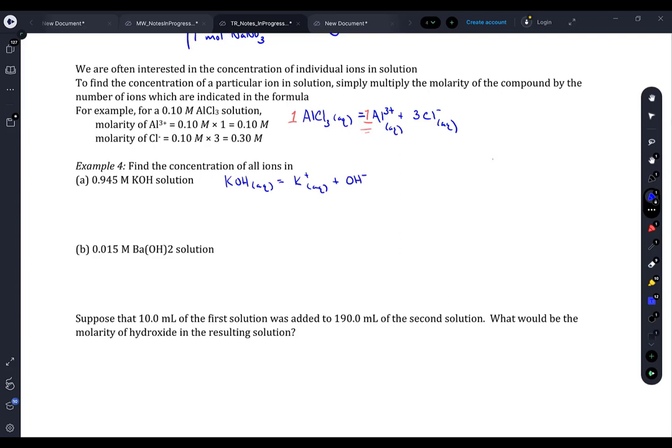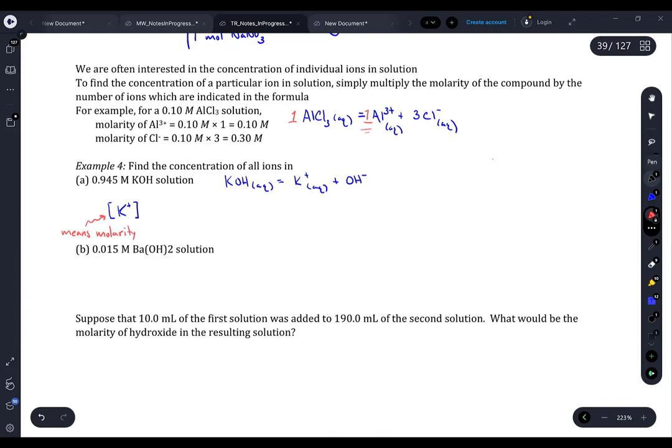So in other words, this is how we write this. This shortcut means molarity, or actually, yeah, could mean concentration. We usually use it around ions, but sometimes people will write it around compounds too. So the molarity of potassium is what? It is 1 times the 0.945 molar, which is 0.945 molar.